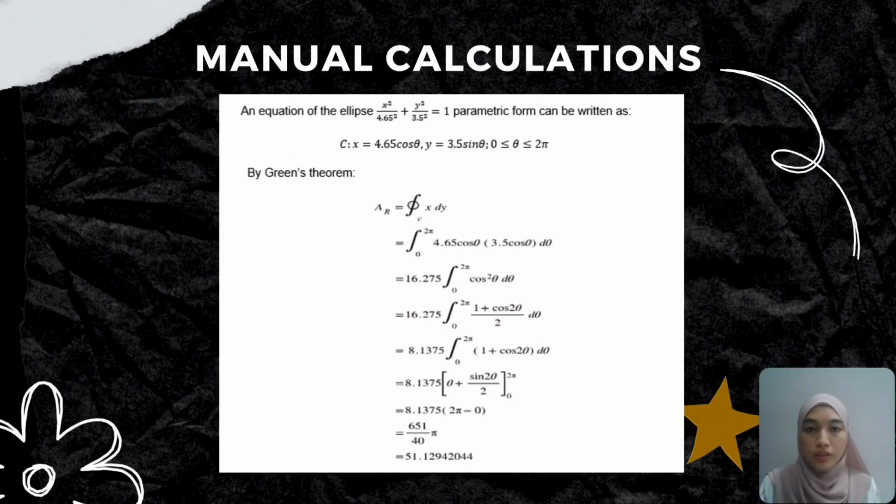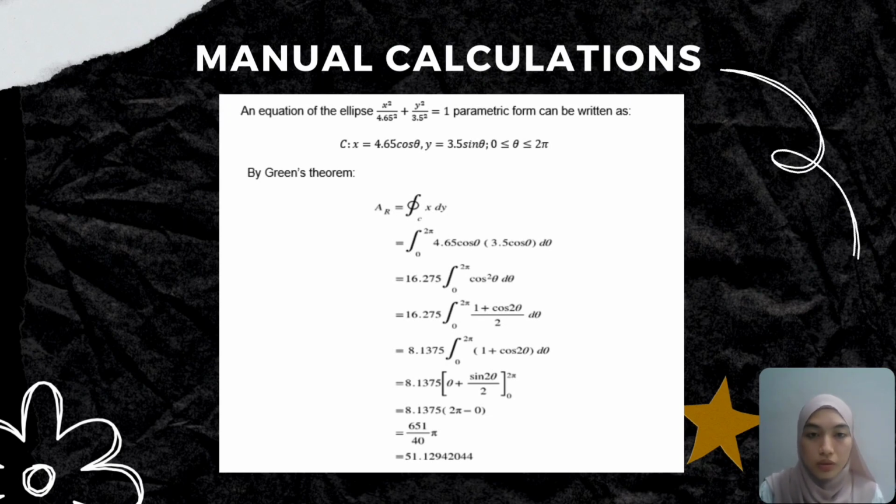The equation of the ellipse is x squared over 4.65 squared plus y squared over 3.5 squared equal to 1. The parametric form can be written as x equals 4.65 cos theta, y equals 3.5 sin theta, with theta limit from 0 until 2 pi. By Green's theorem, A(R) equals the integral of x dy.